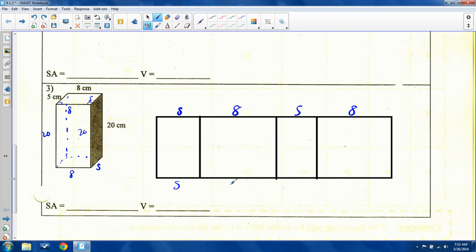Refer to what we did, though, when we made nets. This portion right here covers everything on the side. So this front, this back, and this left right there. So all those 4 things got unfolded into lengths of 5, 8, 5, and 8. Now this height is 20 all around. Okay. Like so.